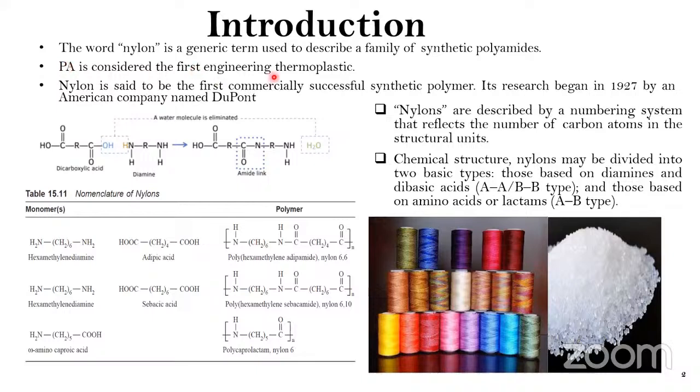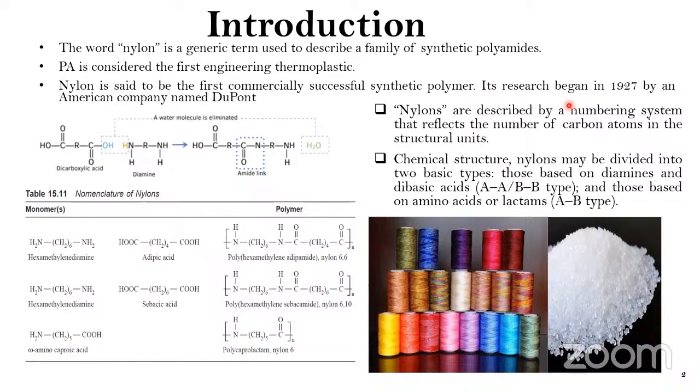This word engineering gives you a lot of meaning. Engineering means it has more applications in the engineering industry, the mechanical, chemical, all those kinds of industries. That is why nylon is considered one of the first engineering thermoplastics. And nylon is commercially successful. This is the first commercial synthetic polymer, that is here, nylon.